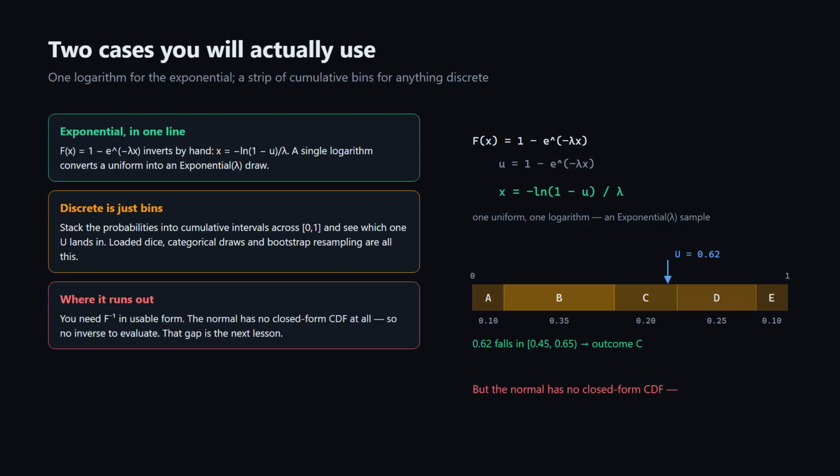And now the catch. The method needs F inverse in a usable form, and a great many distributions simply do not have one. The normal is the famous case. Its CDF has no closed form at all, let alone an invertible one. For distributions like that, we need a different idea entirely.